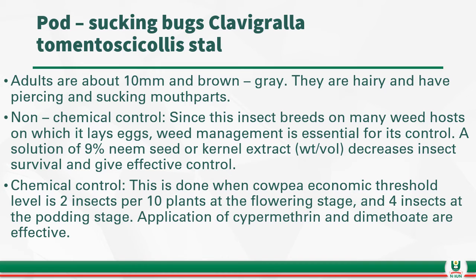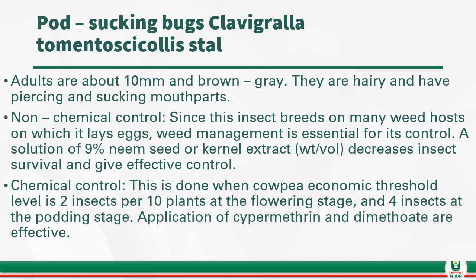How do you control them? Since this insect breeds on many weed hosts where it lays eggs, the weed management that you use for your pigeon pea is essential for its control. A solution of 9% neem seed or kernel extract gives effective control. It reduces the population and sends them away from the field.